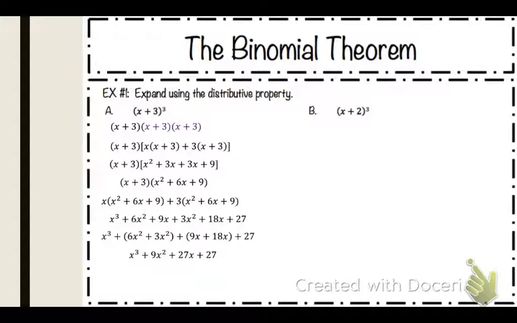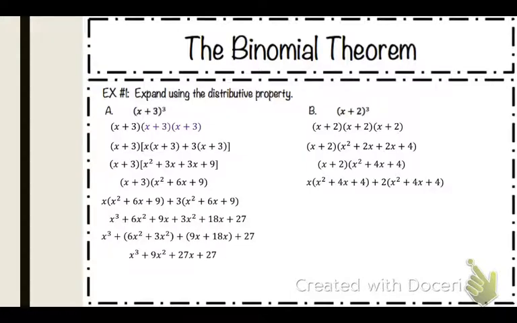So let's do example B. It's basically the same, but we have a 2 instead of a 3, right? So we have 3 of them. We have x plus 2, x plus 2, x plus 2. We're going to multiply the last two together, and you get x squared plus 2x plus 2x plus 4. You combine those two x's, you get x squared plus 4x plus 4.